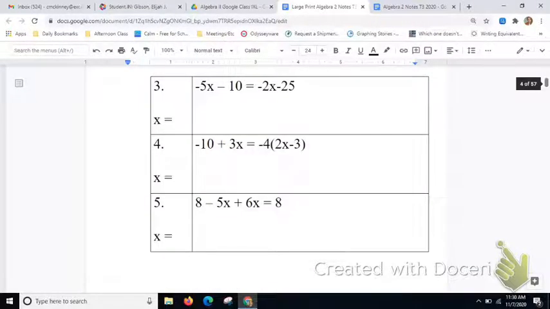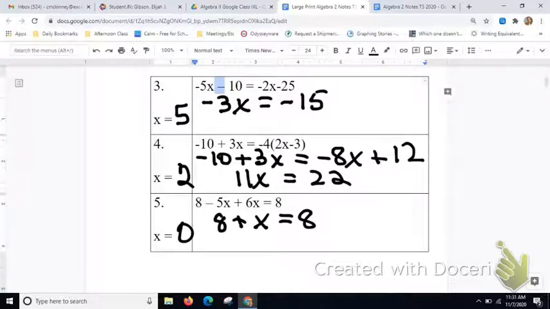Here are your next 3 problems. So put me on pause, give those 3 problems a try, and then magically when you start playing again, you will be able to see the answers. All right, you should see my answers at the left: 5, 2, and 0. Now, I may not have shown as many steps, or I may not have shown like +5 on both sides, but we should still have the same answers. So that's some review. That's why I called that a warm-up.